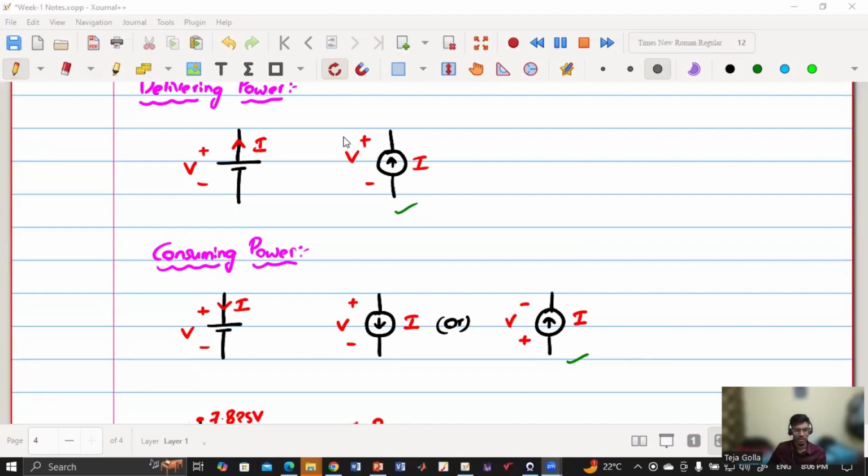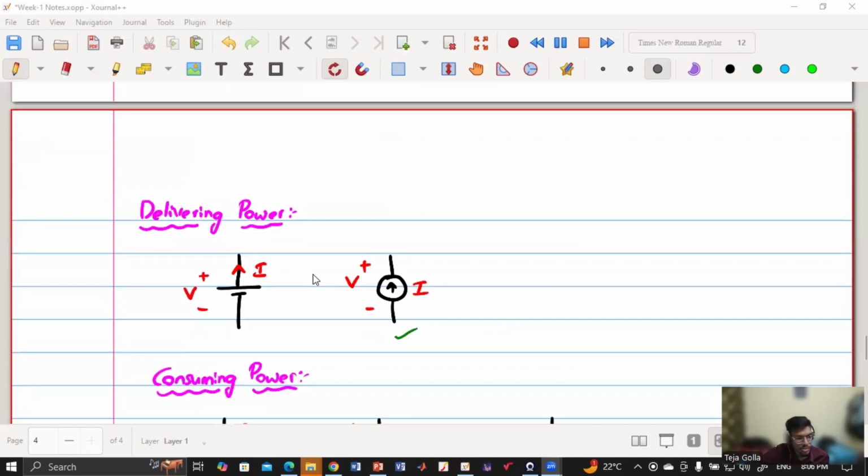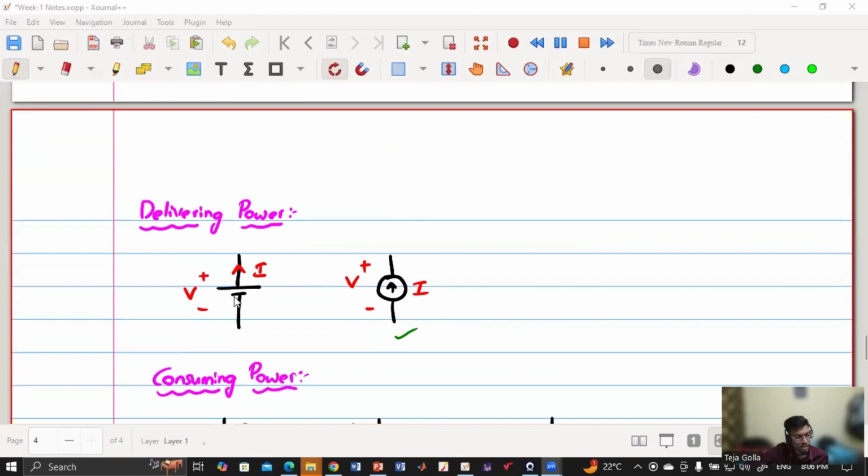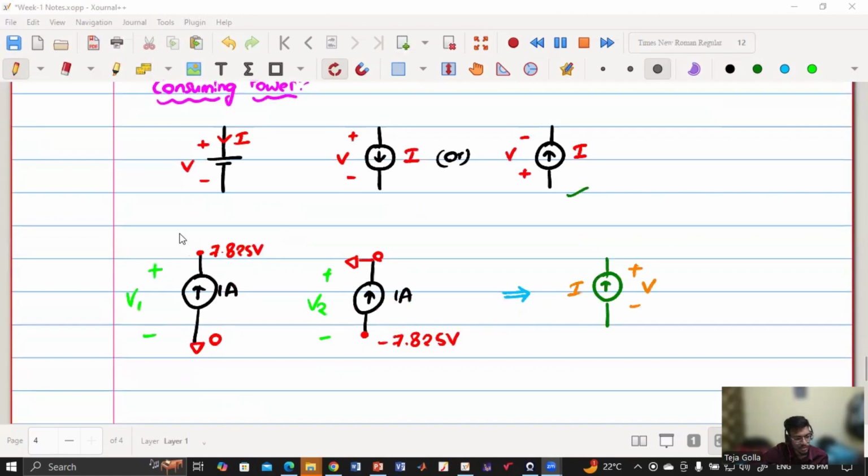Yes, sir, but you have assumed positive and negative in that question as well. No, no, I have not assumed anything. I have assumed this to be ground. So you tell me if this is ground, whether this terminal will be positive or whether it will be negative. Negative. This terminal, top terminal, positive. So this is what I have considered, right?